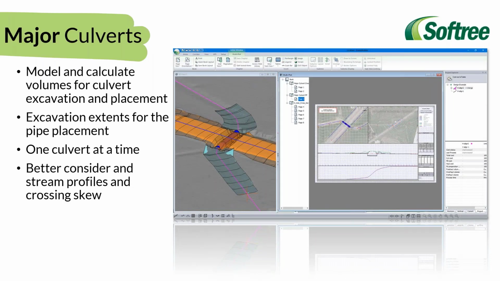Now, we would model major culverts one at a time, and they are much more detailed. We model and calculate the volumes for the culvert excavation and placement. We can define our excavation extents for the pipe placement, and they're much better for considering stream profiles and crossing skew. As shown here, this is all being done in the location module, so a pretty significant change from the process in version 9, where you are flip-flopping back and forth between the location and terrain modules.